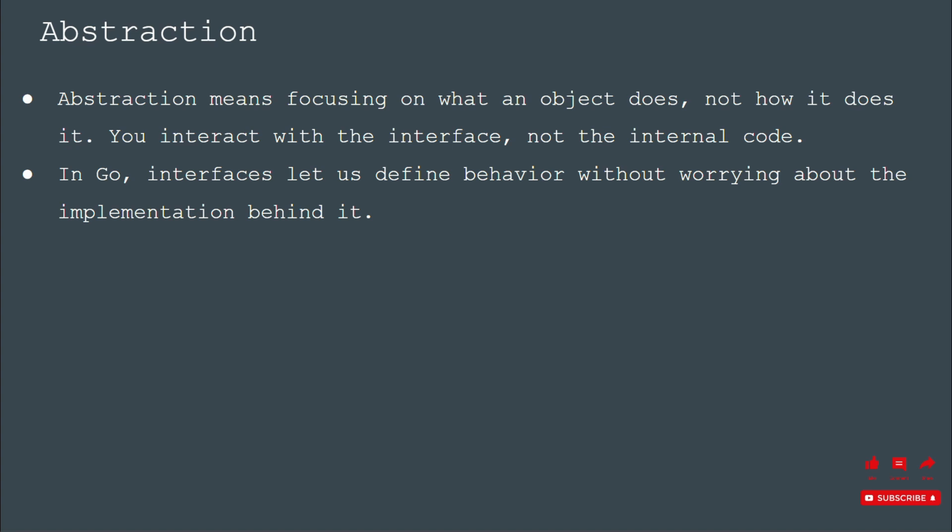Let's take a look at how Golang achieves abstraction. Abstraction means focusing on what an object does, not how it does it. You interact with the interface, not with the internal code. In Golang, interfaces let us define behaviors without worrying about the implementation behind it. Let's look at a code example to understand how we achieve abstraction in Golang in more detail.